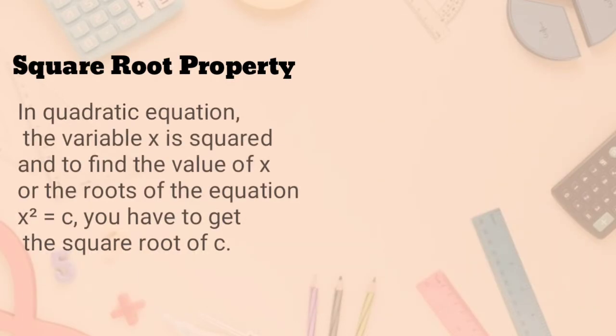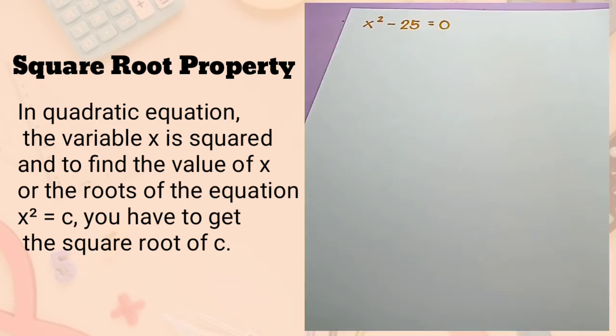Square root property. In a quadratic equation, the variable x is squared, and to find the value of x or the roots of the equation x squared equals c, you have to get the square root of c. So let's start. We have example number 1. Solve for the roots of x squared minus 25 equals 0.